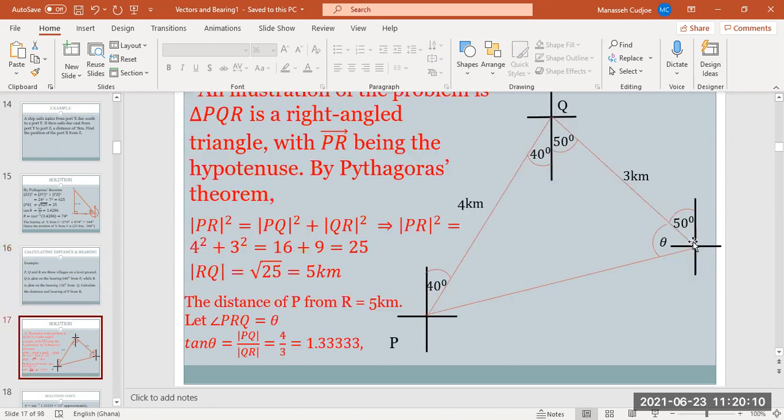So this is my R. I'll go north. So this is 90, 90. Then this is the line that joins the P. The bearing that I want is from here to this place. Already this is 180 degrees, no problem. We have to find the angle over here.